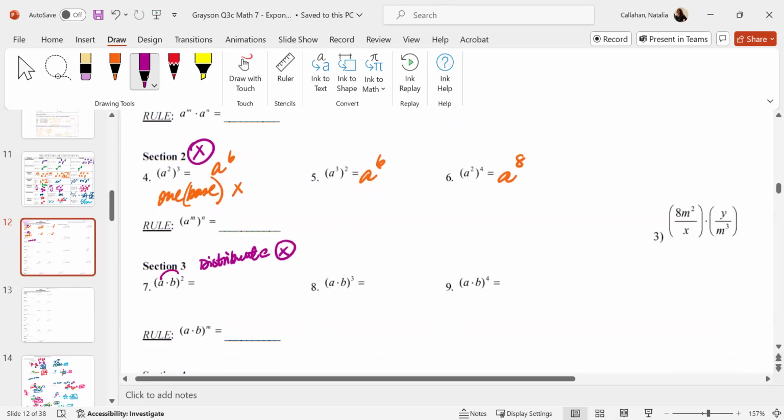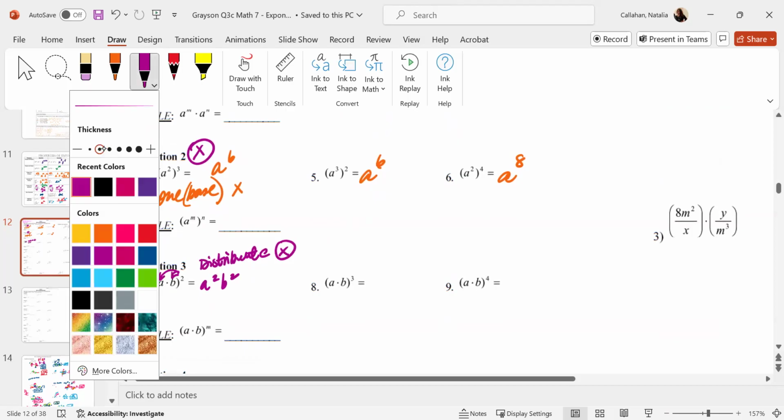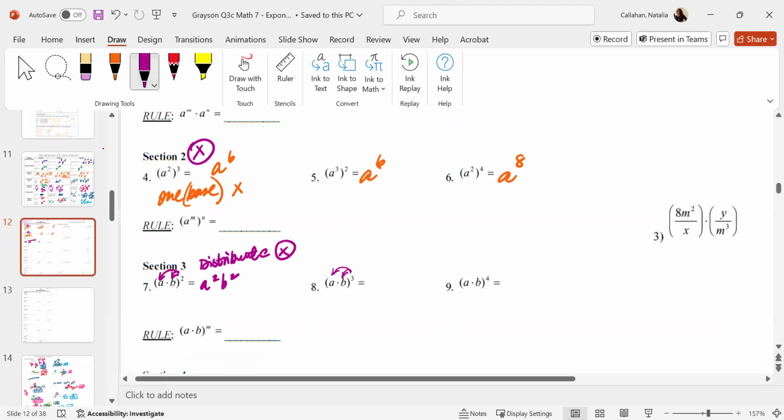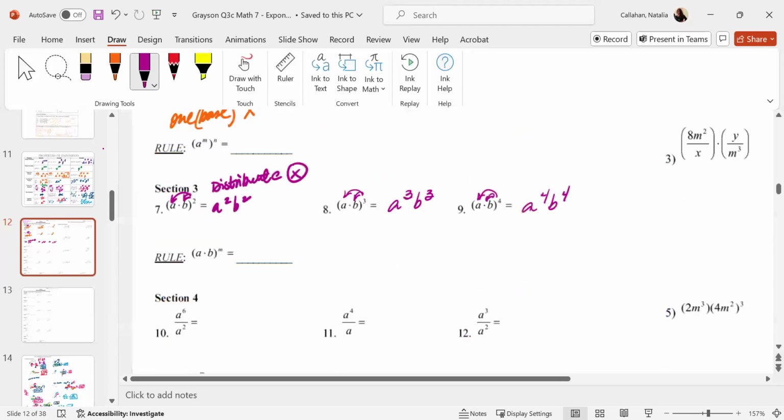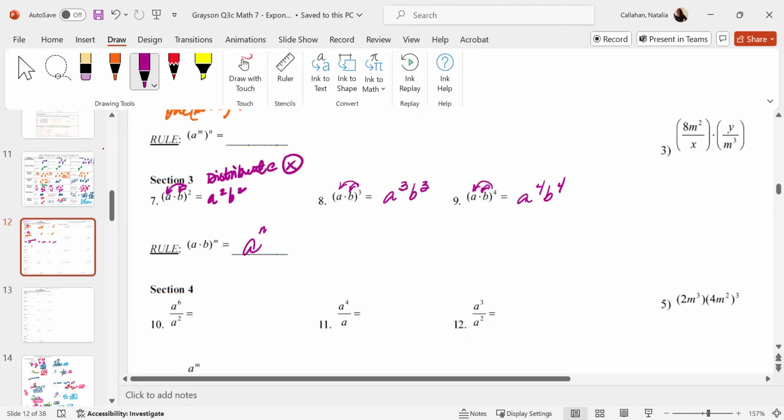Okay, so here we're going to take it here and here. So a squared, b squared, right? Here, same thing. A to the third, b to the third, right? A to the fourth, b to the fourth, right? Rule. This is a to the m, b to the m. Did you write that down?